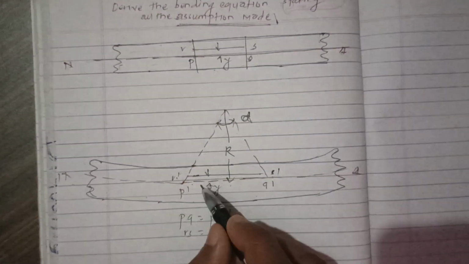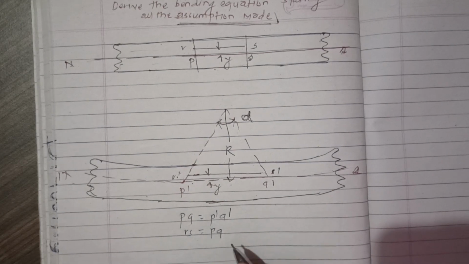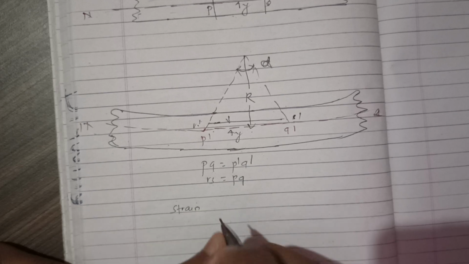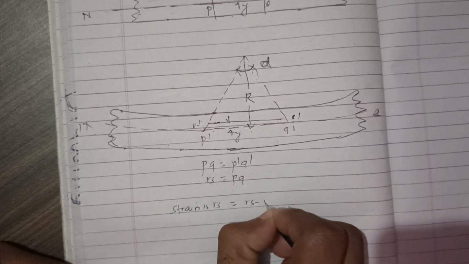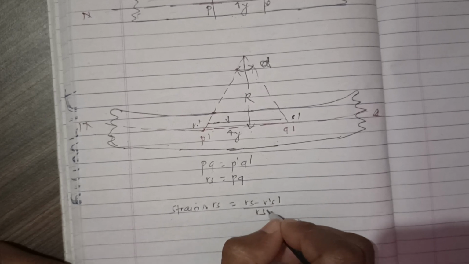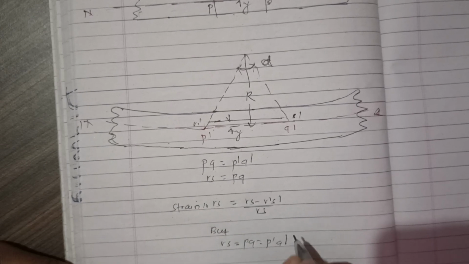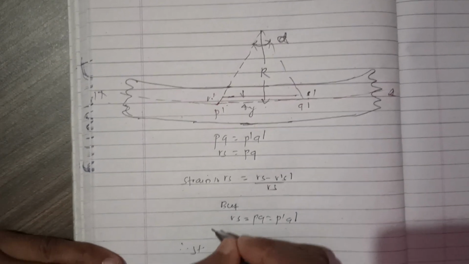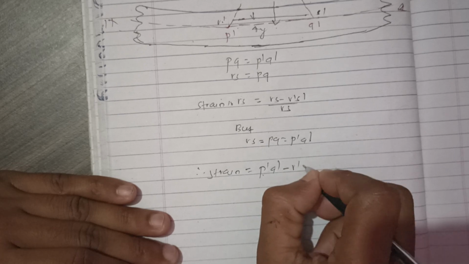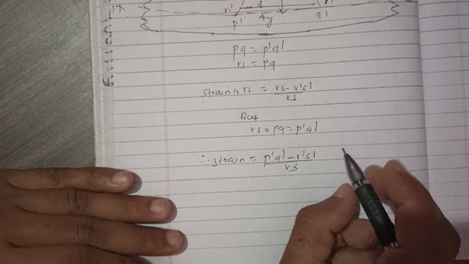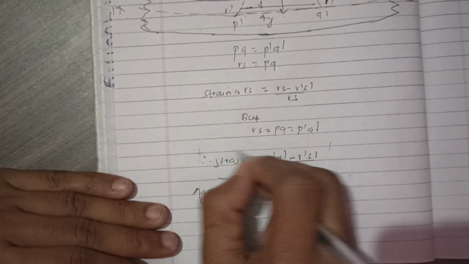In the RS layer there is a strain, and the distance between these two layers is y. So the strain in RS is equal to (RS minus R dash S dash) by RS. But we know RS is equal to PQ, which is equal to P dash Q dash. Therefore, strain is equal to (P dash Q dash minus R dash S dash) by RS. Just write this equation and leave it.